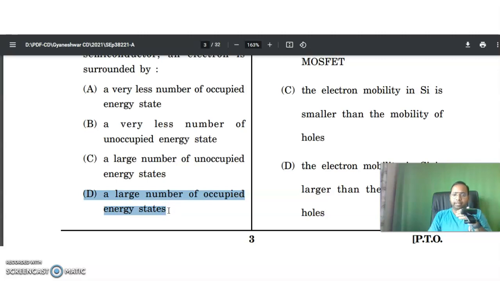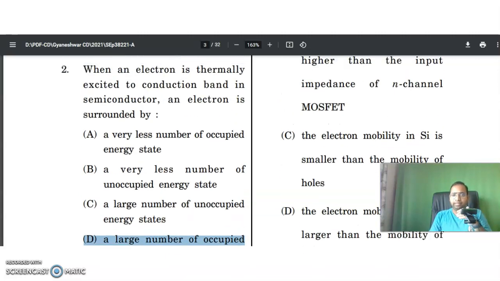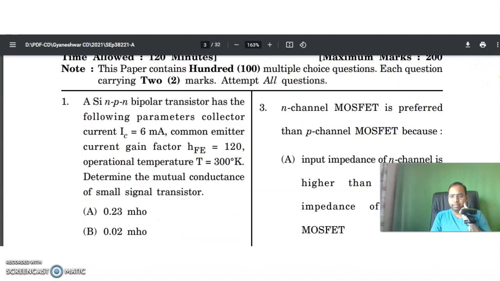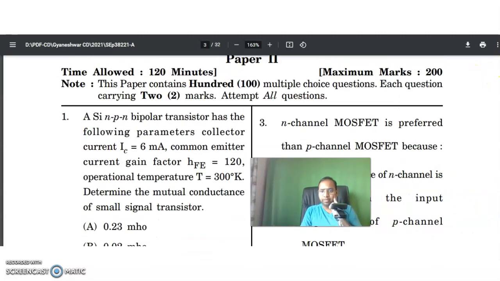In the conduction band, the electron is surrounded by a large number of occupied states. And whatever hole is there in the valence band, the hole is surrounded by a large number of unoccupied states. That means option C works out for the holes present in the valence band, and option D works out for the electrons in the conduction band. So it is a concept regarding the occupied and unoccupied states. Fine. Now let's move to the third question.